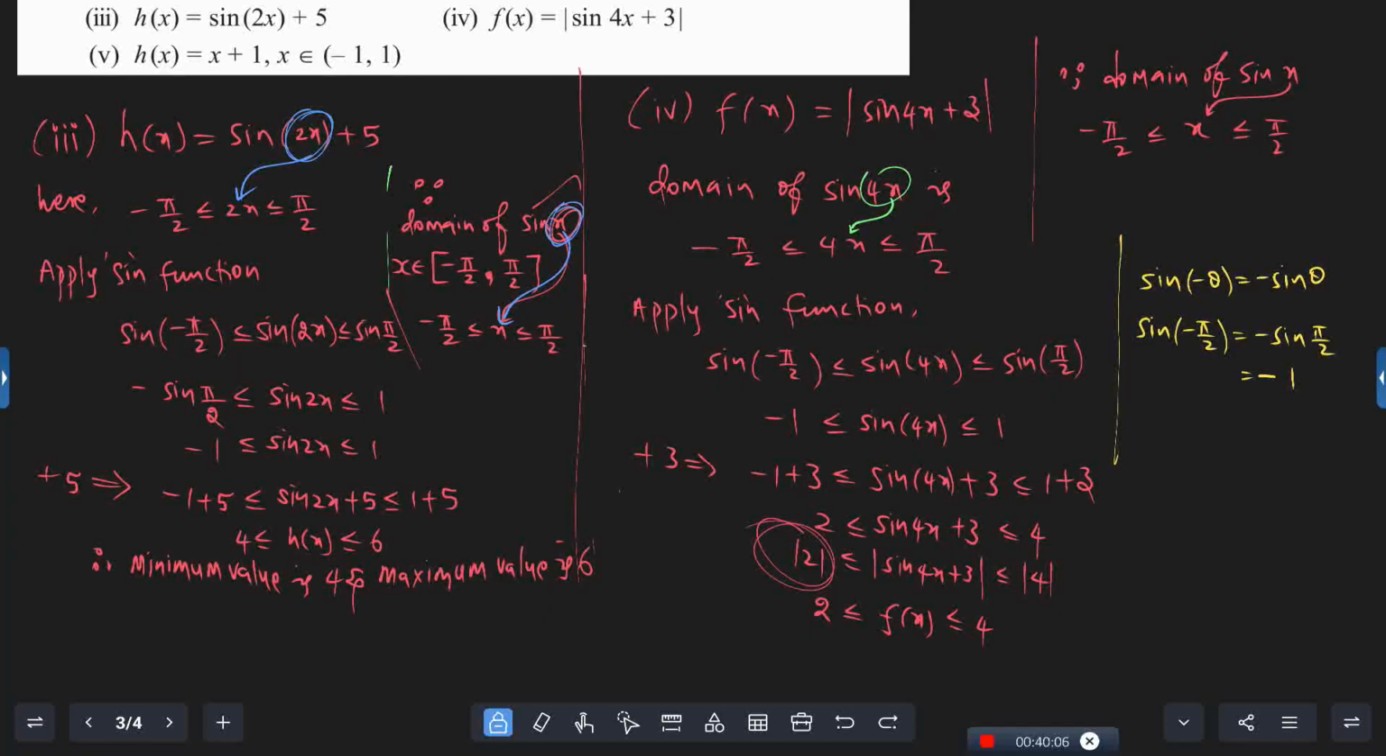Children, again I am telling, if there is a negative number inside, the negative will become positive when you apply modulus. After applying modulus, this looks like the question. So that is why I applied it in the middle, f of x. Now the minimum value is 2 and the maximum value is 4. That's it. Minimum value 2, maximum value 4. Understand? Shall we go next?